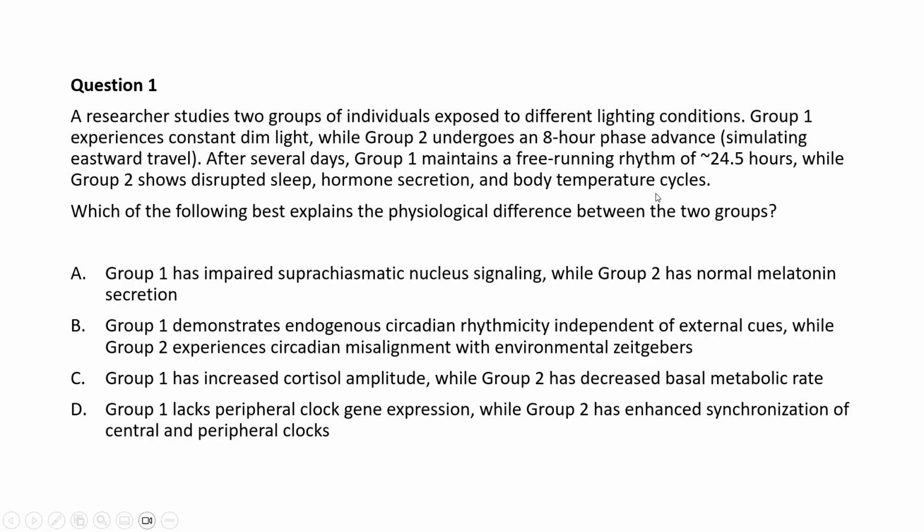So, where were we? We were looking at how group two experienced a circadian misalignment because there was a phase shift. The internal rhythms were out of sync with light cues. Because they advanced 8 hours, the light cues that one would normally have at 8 a.m. were advanced by 8 hours. What happens if you travel east, right? It's like you're moving ahead.